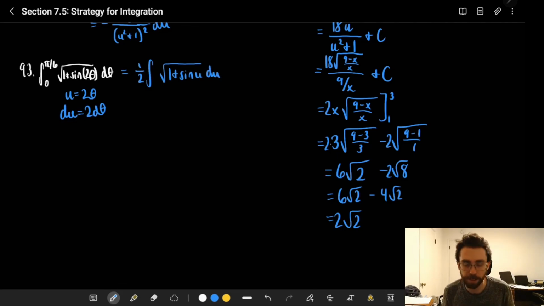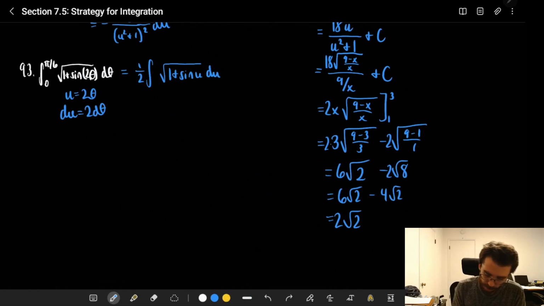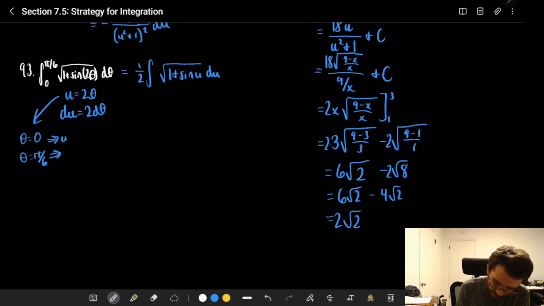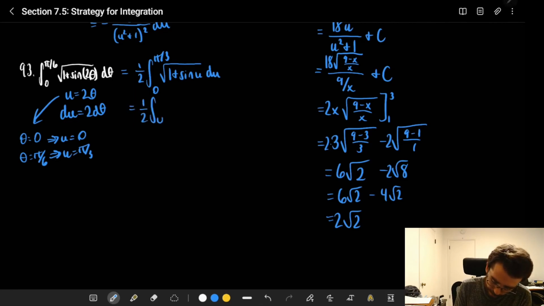And I think we've done this one before. That almost exactly matches up with this, right? So to finish off, let's actually figure out our bounds. Theta went from 0 to pi over 6, meaning u should go from 0 to pi over 3, which is fine. Right, we just cut it in half, basically. This should then be 1/2 integral 0 to pi over 3.